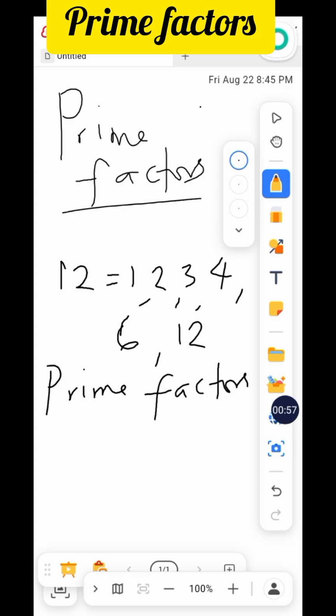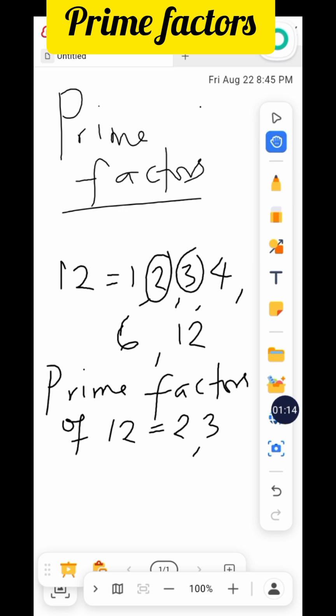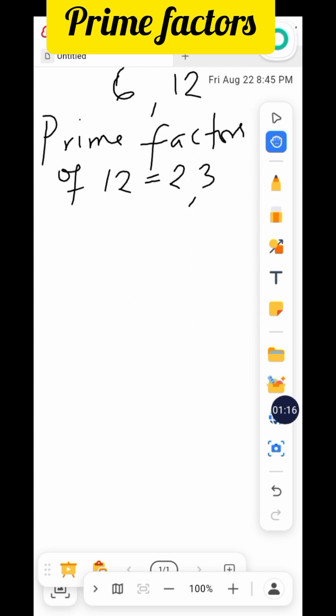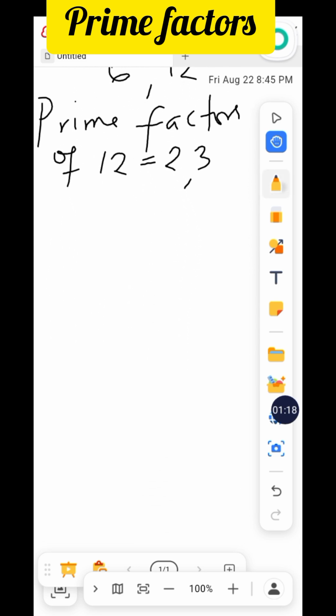We already know what prime numbers are. They are those numbers that can only be divided by itself and 1. So from these general factors of 12, the ones that are prime numbers are ordinarily 2 and 3. So 2 and 3 are the prime factors of 12. Are we together? Let's look at another one.